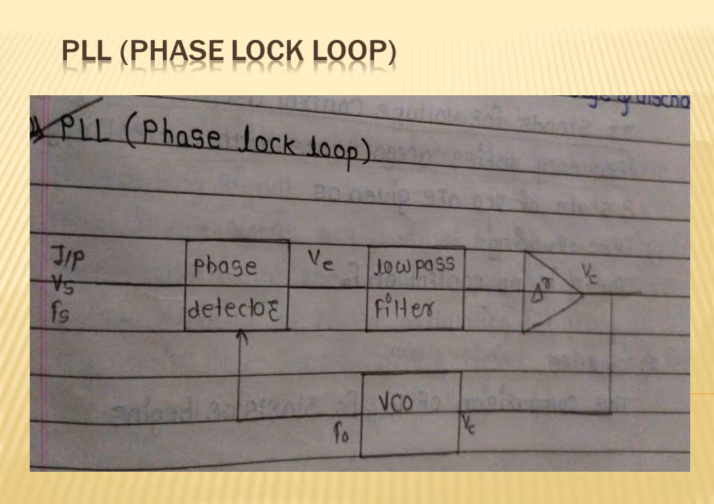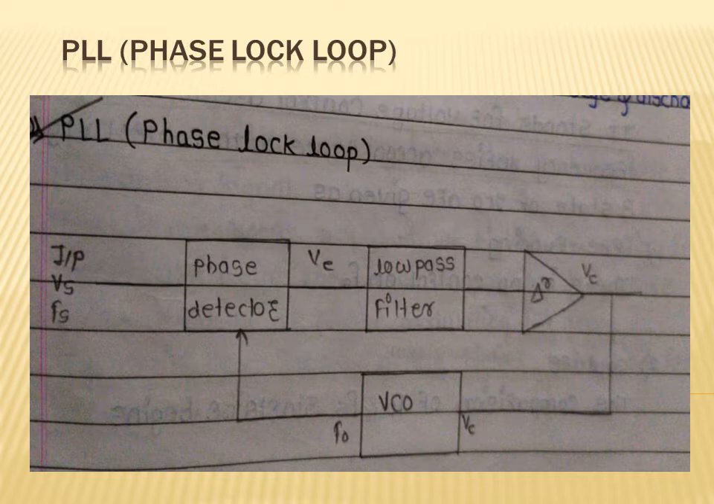See the first block in this block diagram, it is the phase detector. This phase detector has two inputs. First one is the input signal with frequency Fs and amplitude Vs, and the second is the output of the VCO at frequency FO. The phase detector acts as a comparator which compares two signals and produces the error voltage.